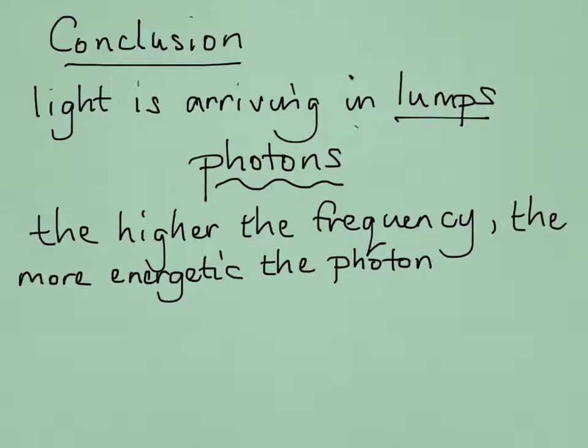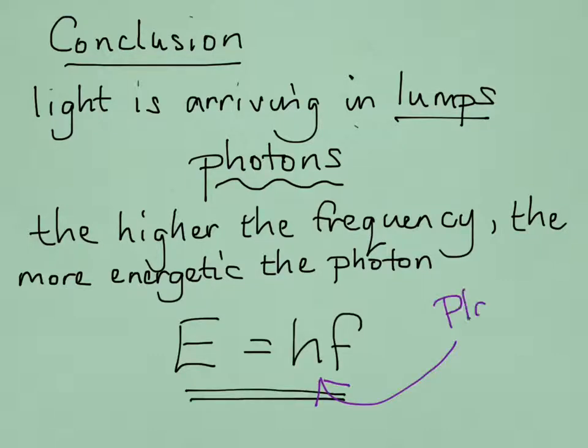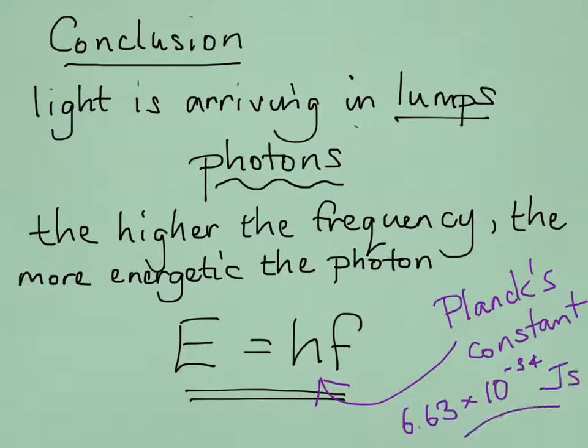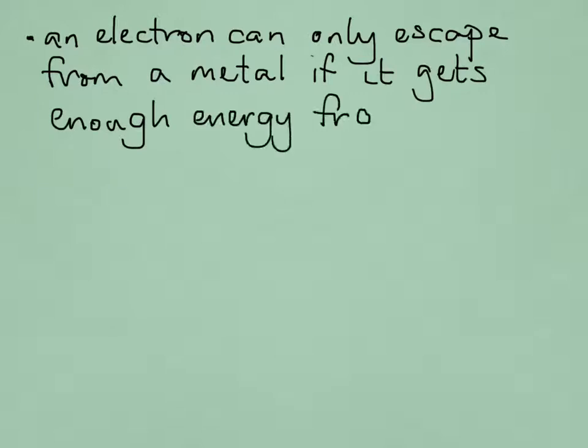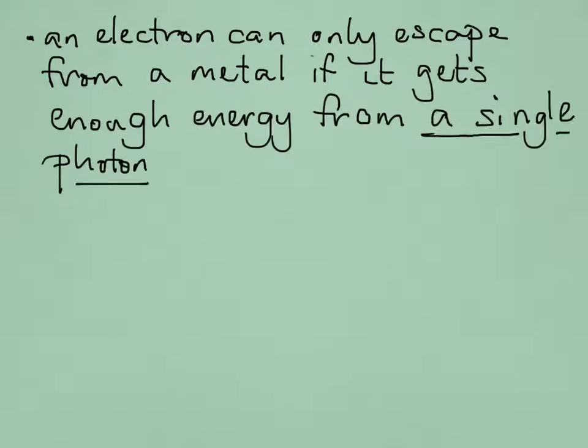So there's a relationship between energy and frequency, which is E equals hf. So E is a constant times the frequency, and the constant is called Planck's constant, 6.63 times 10 to the minus 34 joule seconds. That's not a number you need to remember, it is on the formula sheet. But it's a directly proportional relationship. Energy depends only on the frequency of the photon. So, an electron can only escape from a metal if it gets enough energy from a single photon.